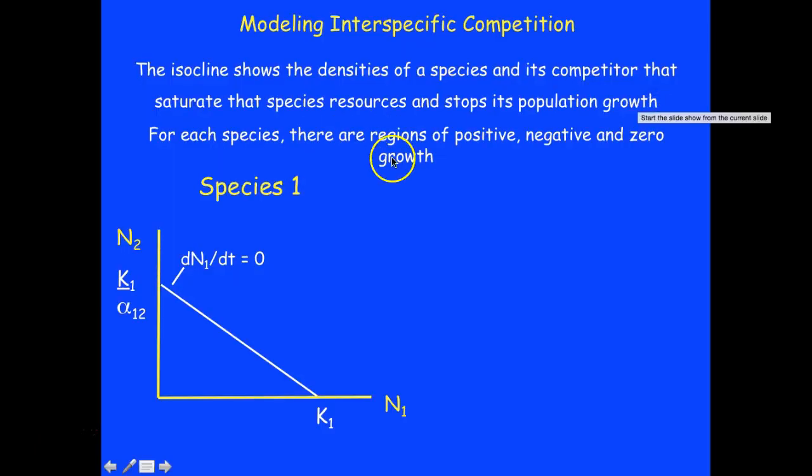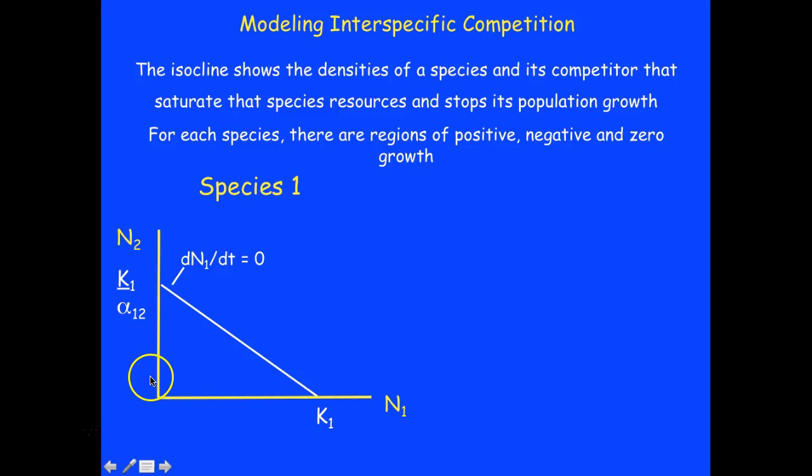All right, so I am going to explain how you can use the no-growth isocline models to predict the outcome of competition for two species. So let's take a look at the graph of species one. On the x-axis, we have species one, and on the y-axis, we have species two. Remember that it always goes in that order, where species one is on the x-axis and species two is on the y-axis.